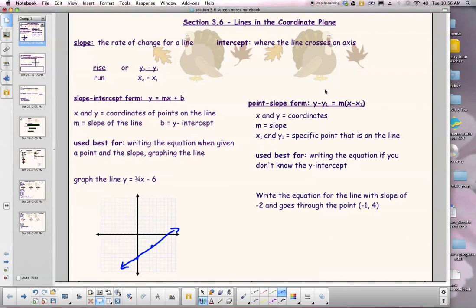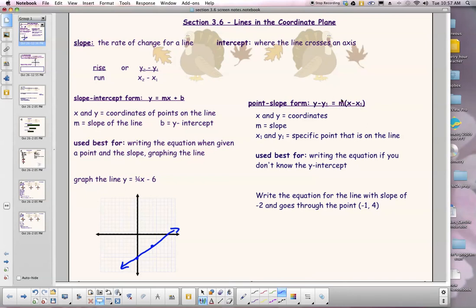Another version of an equation for a line looks a little more intense than this one, but it's not necessarily. It's called the point-slope form of the equation. The only difference is that in the slope-intercept form, all you can use is the y-intercept and the slope. Over here, you can use any point. It doesn't have to be the y-intercept. It can be any point that's on the line.